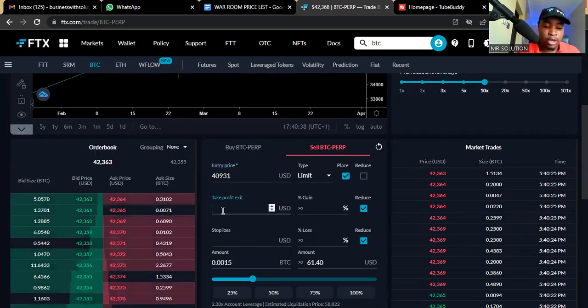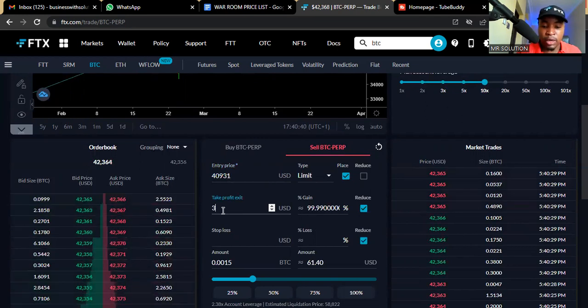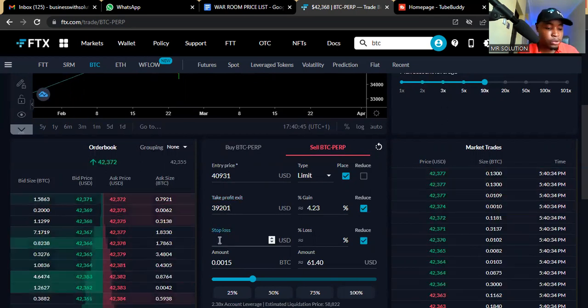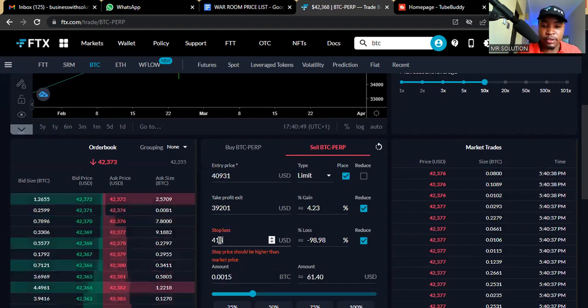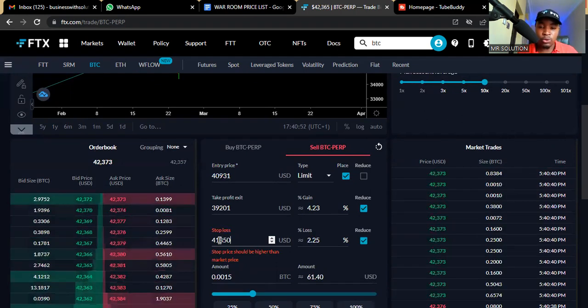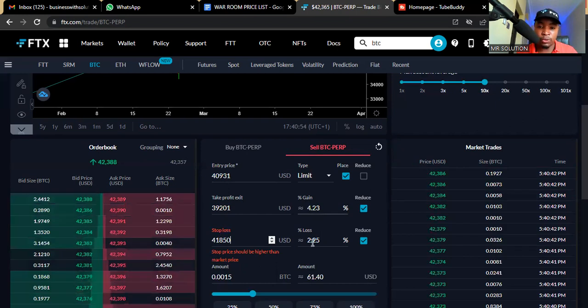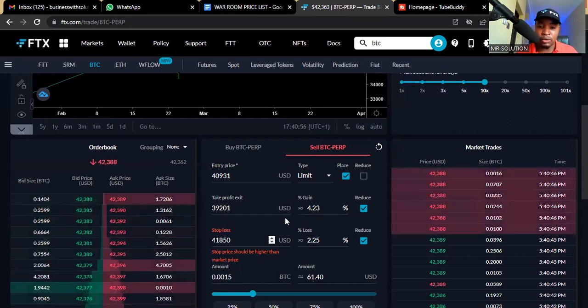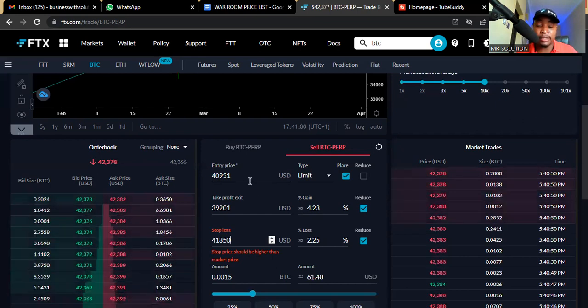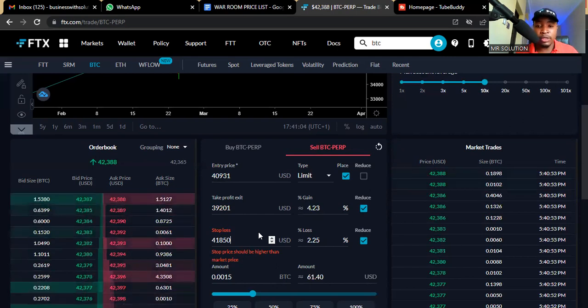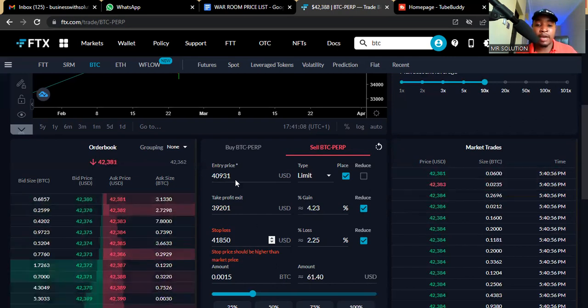And then I'm looking at taking profit at what? 39,201. That's my take profit. And then the stop loss, I'm looking at my stop loss to be 41,850. Okay, so that's 2:1, more like it. So that's equally good. So this thing gives you the calculation that is needed for you to know what you are up against, what you're risking, and what you definitely stand to gain. Okay, so if I had proceeded with this, this is definitely what I will be getting.